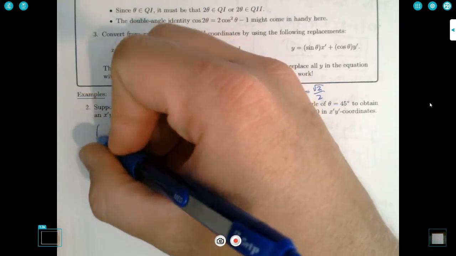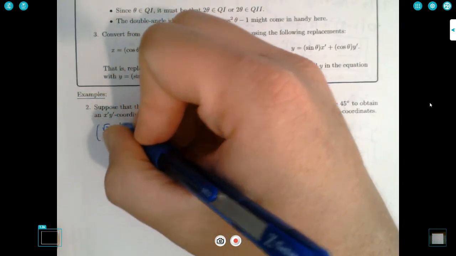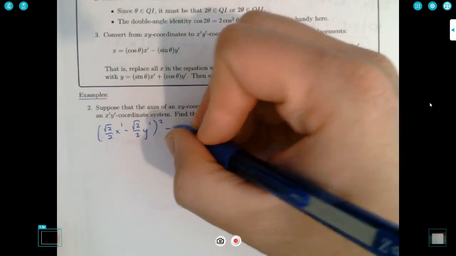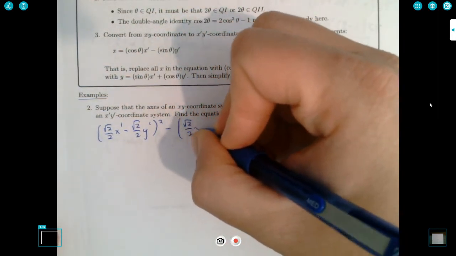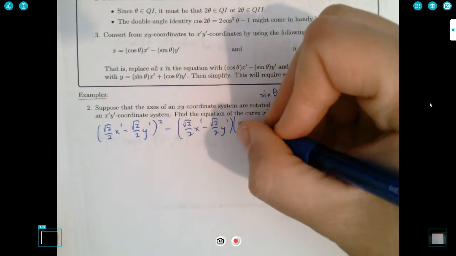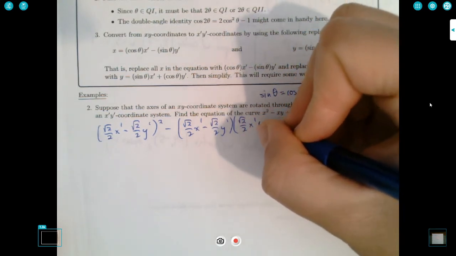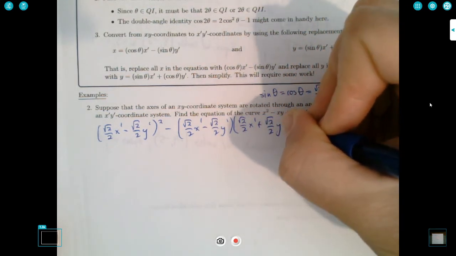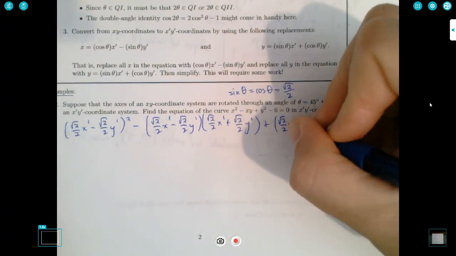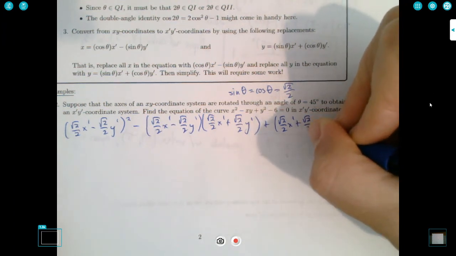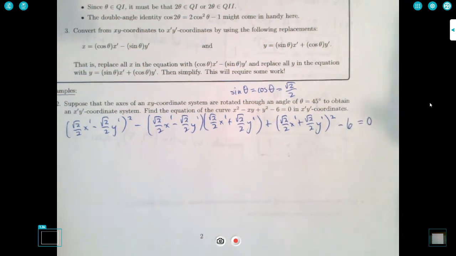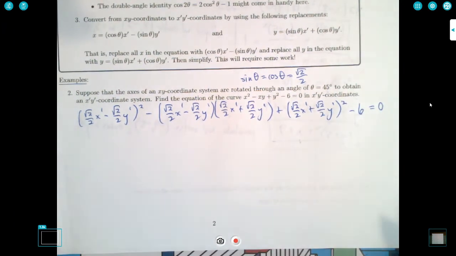So I'm going to have x squared minus x times y plus y squared minus 6 equals 0. And then I've got to simplify that bad boy.